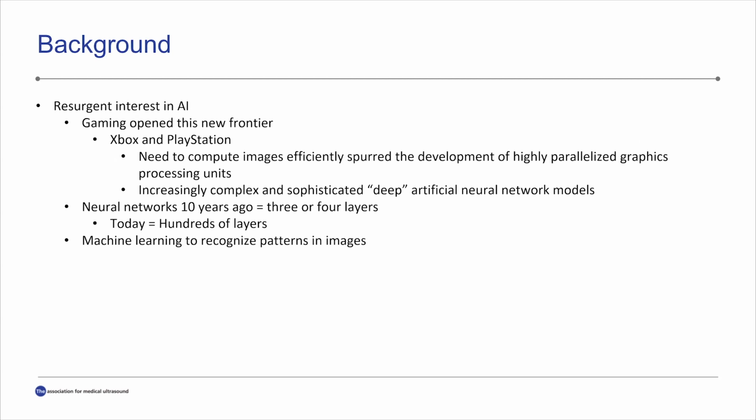We've seen with those consoles the need to compute images very efficiently. And this spurred the development of these highly parallelized graphics processing units. So these advanced GPUs started to allow us to process images faster, see more complex, more sophisticated images, and create neural networks, neural models that can help analyze these images. If you look at neural networks 10 years ago, they were only 3 or 4 layers deep. If you look at a neural network today on some of these systems, hundreds of layers deep, processing tons of info at the exact same time.